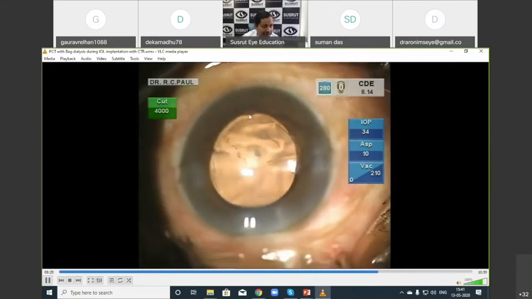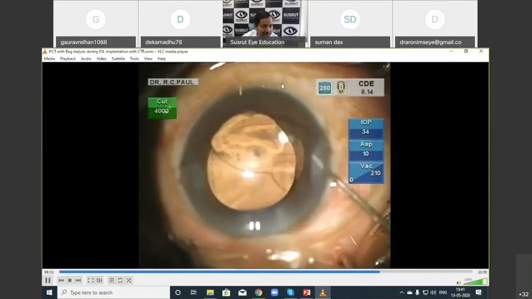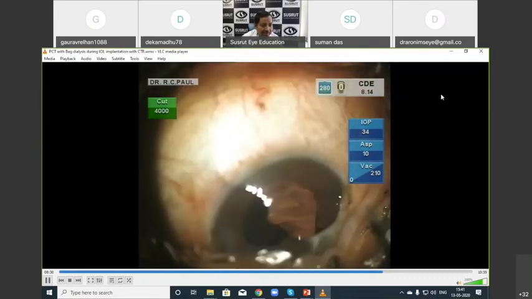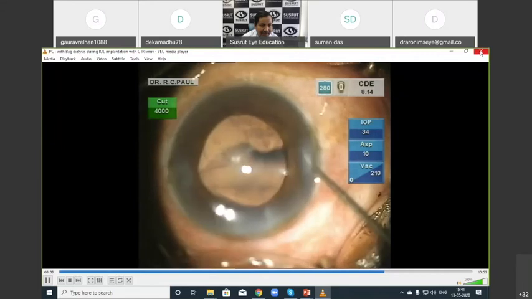Question: I didn't fix it to the iris. The reason is it is a traumatic one. And ultimately, next day when I saw the patient, he had 6/12 unaided vision.